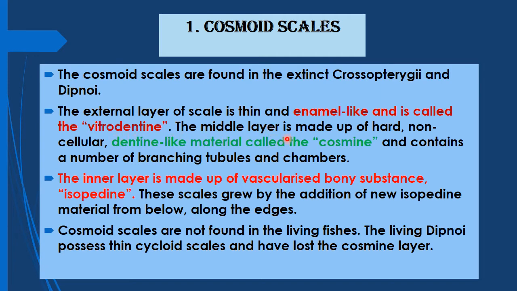The middle layer is made up of hard non-cellular dentine-like material that is called cosmin. Due to the presence of this cosmin, the scales are called cosmoid scales. The innermost layer is made up of vascularized bony substance that is called isopidine. The scales grow by the addition of new isopidine material from below along the edges.